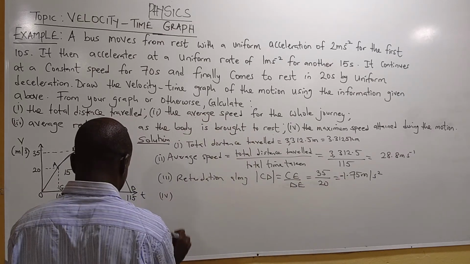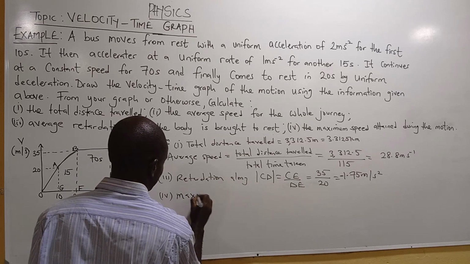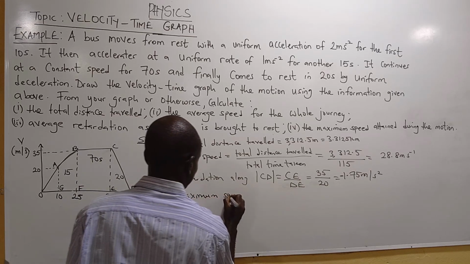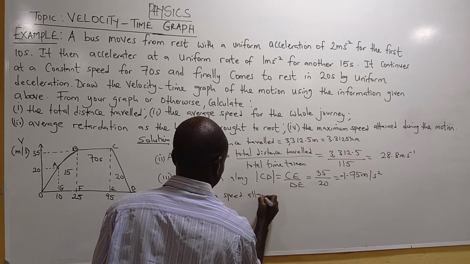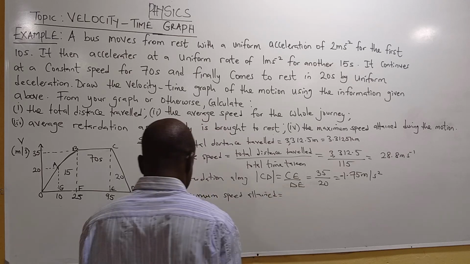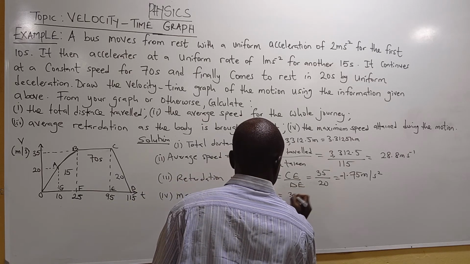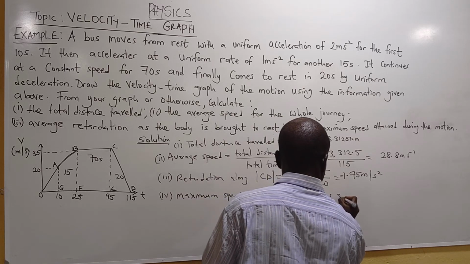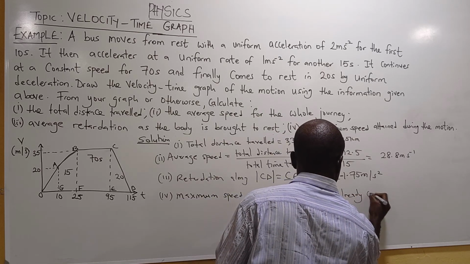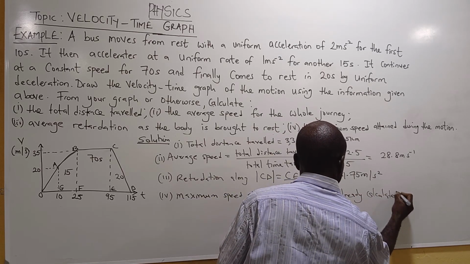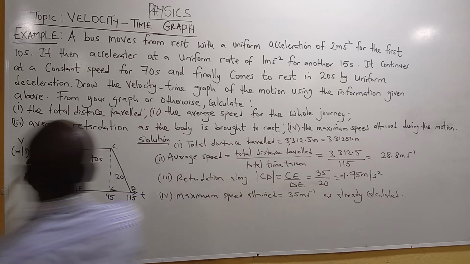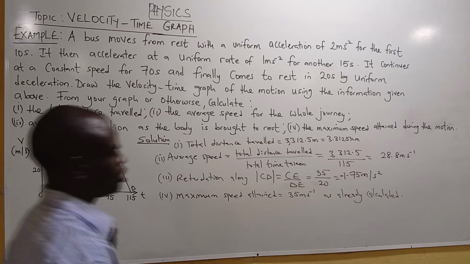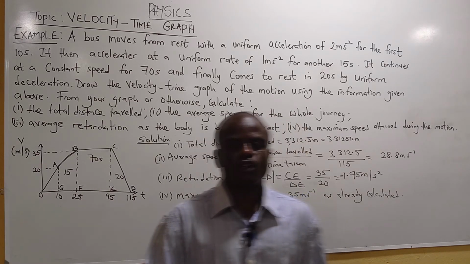The last one, maximum speed attained, equals 35 meters per second, as already calculated. So it has already been calculated. That's the maximum speed attained. This is the end of our class.